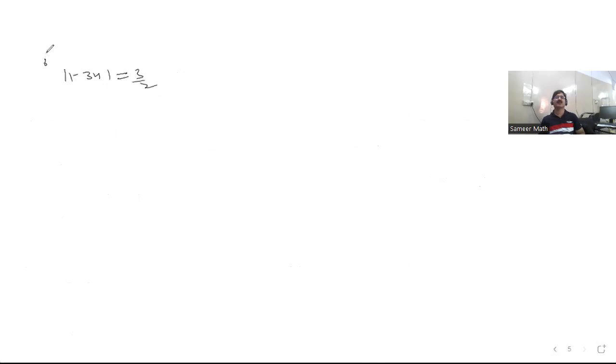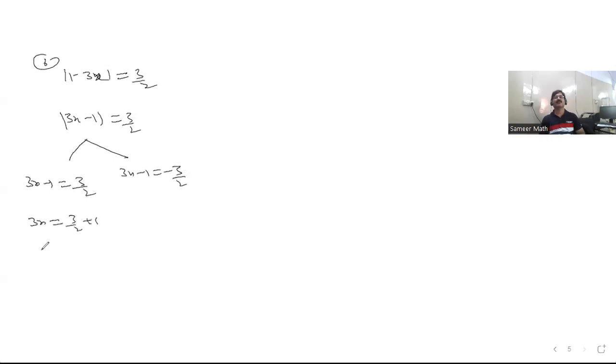Now this is the sixth example I am taking. You write here mod of 3x minus 1 equal to 3 by 2. Two cases: 3x minus 1 is equal to 3 by 2, and 3x minus 1 is equal to minus 3 by 2. So here you get 3 by 2 plus 1. So x is equal to how much, sir? 7 by 6. Sorry, 5 by 6. Here 3x is equal to minus 3 by 2 plus 1. 3x is equal to minus 1 by 2. x is equal to minus 1 by 6. So your answer is the set of minus 1 by 6 and 5 by 6. You can write it now.